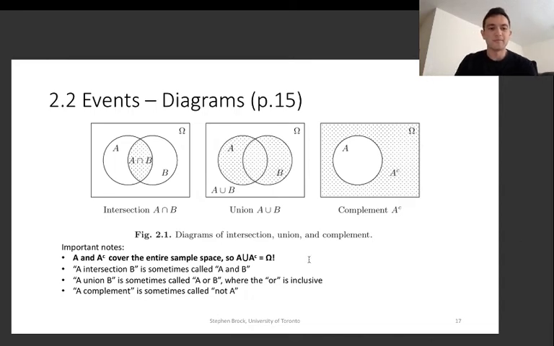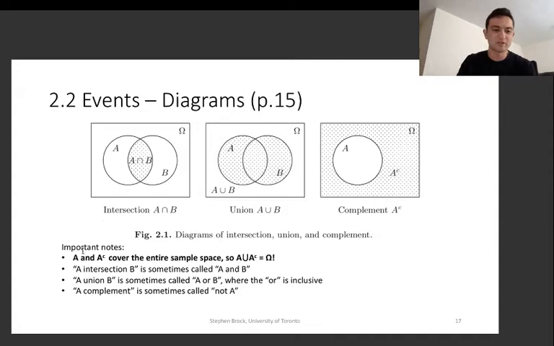So the way that we look at the intersection of A and B is it's this overlapping region between the two circles. The union of A and B is an inclusive OR. So we have the event A and the event B, and it's anything within those two. And then we have the complement of A, which is A complement. And one of the things we notice is that A and A complement span the entire sample space. So every outcome of the sample space falls into either A or A complement.